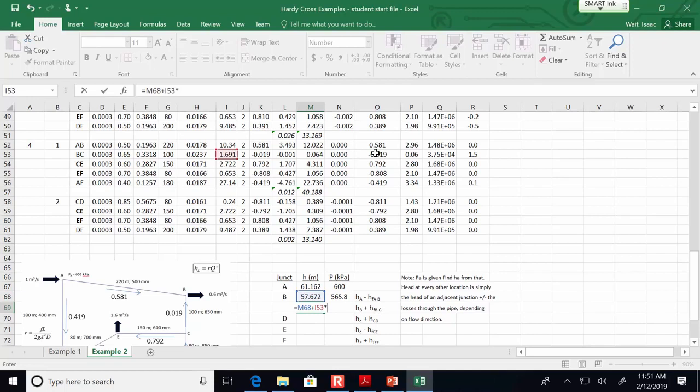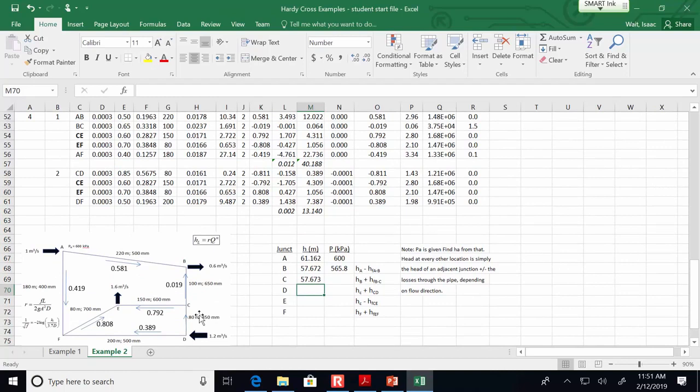And maybe we should use the absolute value of Q. Oh, no, the square will take care of it. So Q squared. Okay, so that's how much head we have. The head at D is again plus because we're going against flow. So it's the previous head plus the R value times the flow rate squared.